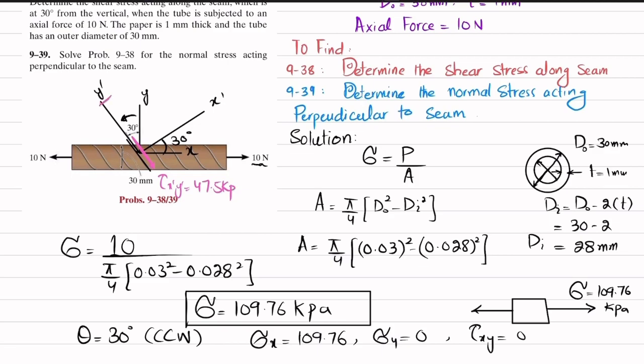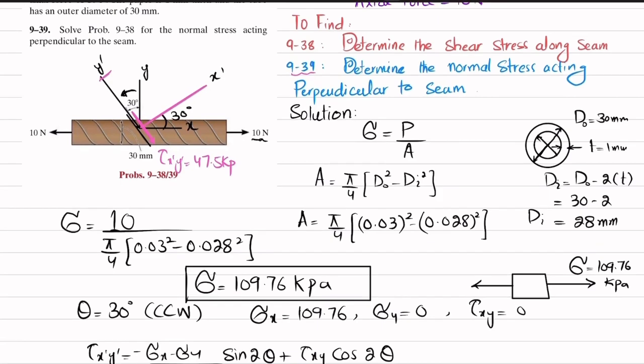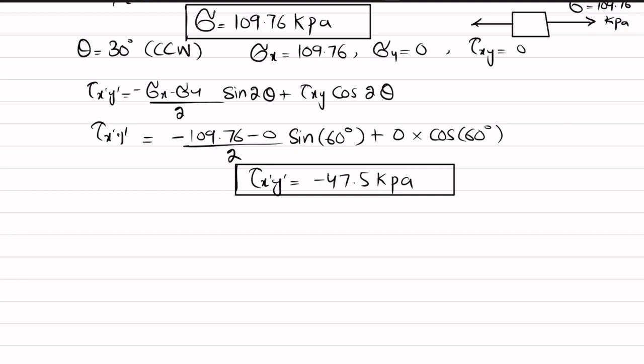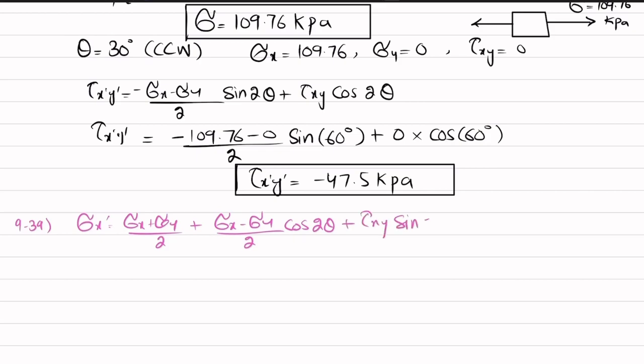Now we'll find the normal stress along this x dash, which will be the answer of part 9-39. So we know that the transformed stress sigma x dash is equal to sigma x plus sigma y divided by 2, plus sigma x minus sigma y divided by 2 into cos of 2 theta, plus tau xy sine of 2 theta.